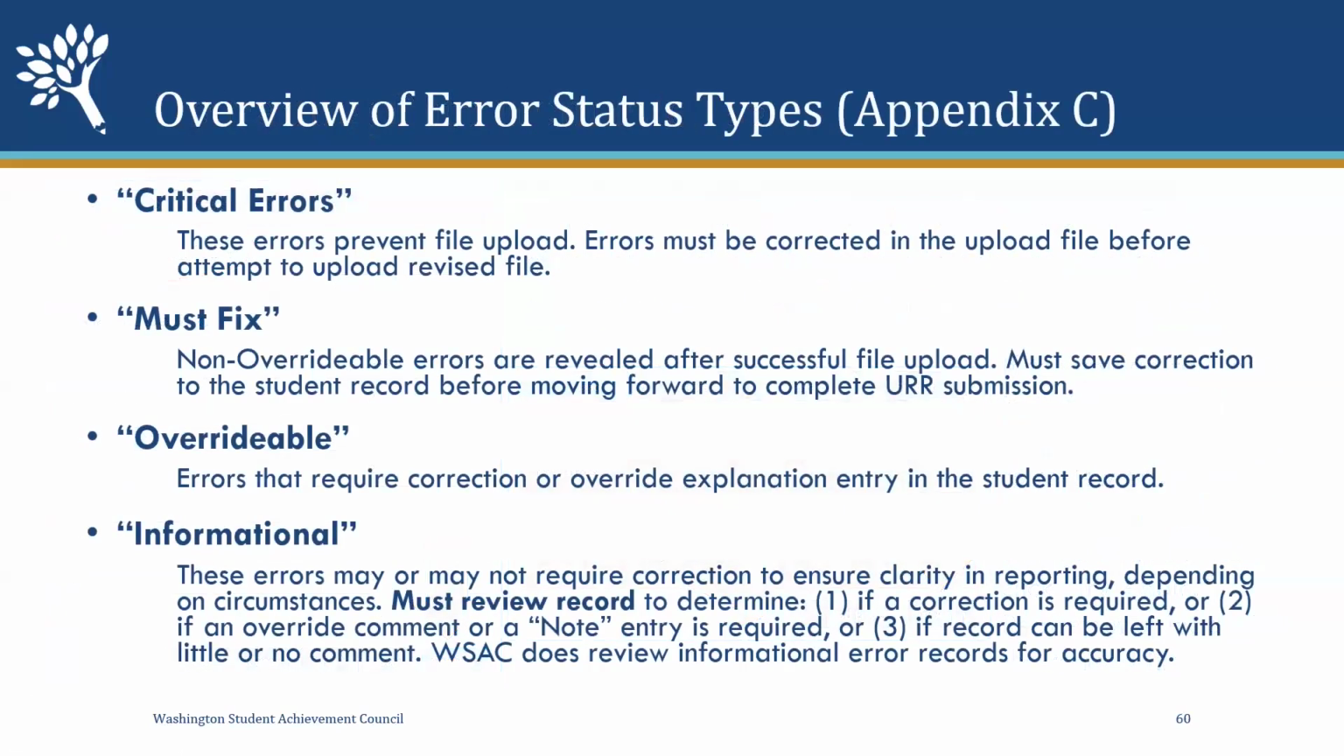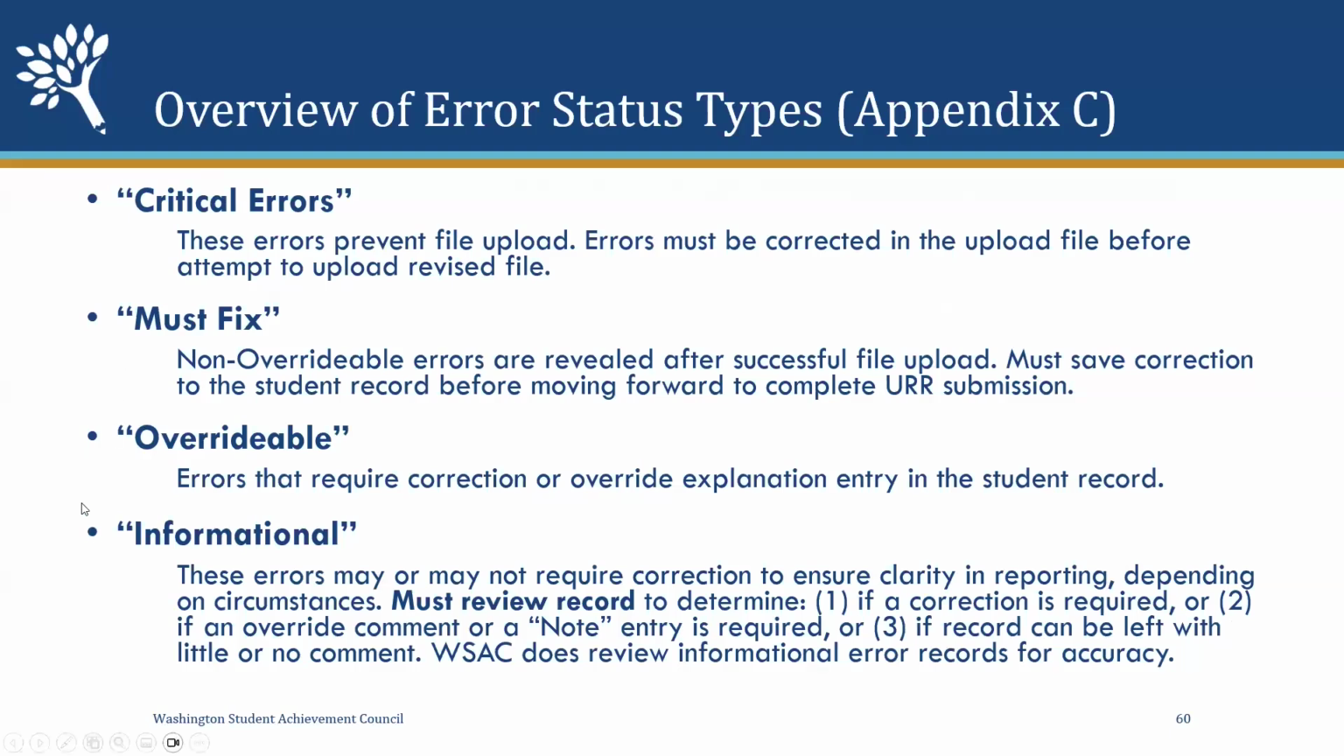Before we get too much further, I want to just mention the types of error statuses that you could encounter in the unit record. The first is the critical errors, and that's what you see whenever an error prevents your file upload, which is what you found in that pink box that I showed you in the prior screen. It prevents that file from uploading altogether. Those errors have to be corrected before you can make an attempt to re-upload that revised file. A must fix are those non-overwritable errors that will allow a pass through that initial upload, but that have to be addressed and corrected before the unit record will allow you to submit your file.